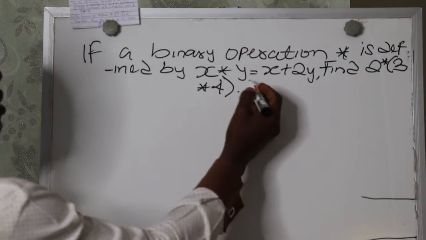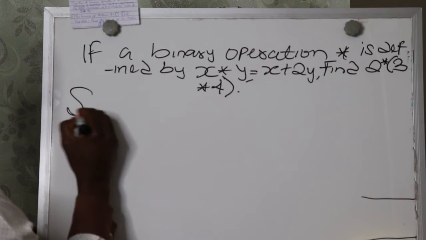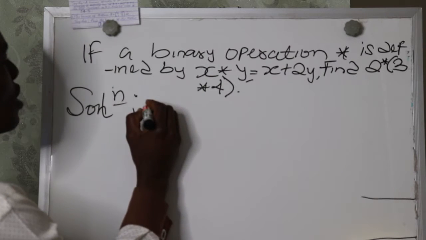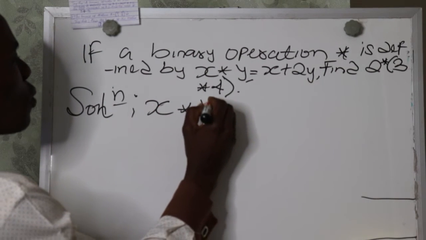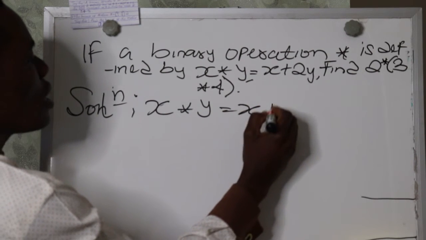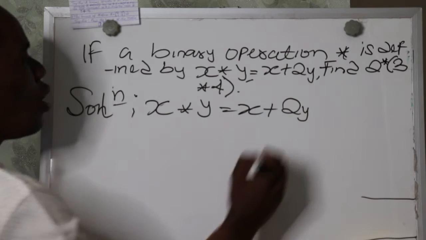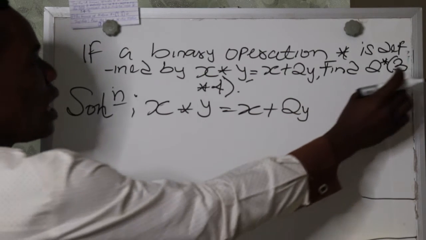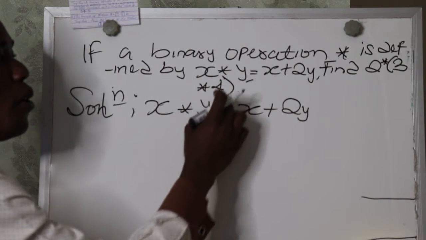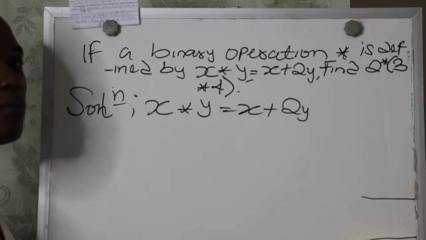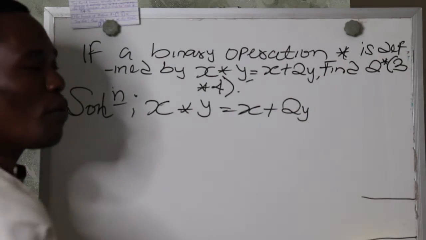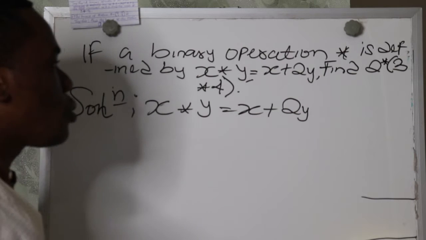Since we are given this equation, that x asterisk y operation, x operation y is equal to x plus what? 2y. All we need to do first of all, since we are asked to look for 2 operation bracket 3 operation 4, we need to operate the 3 and 4 first before we go about operating the 2 with the result of 3 and 4. Now let's see how to solve that.